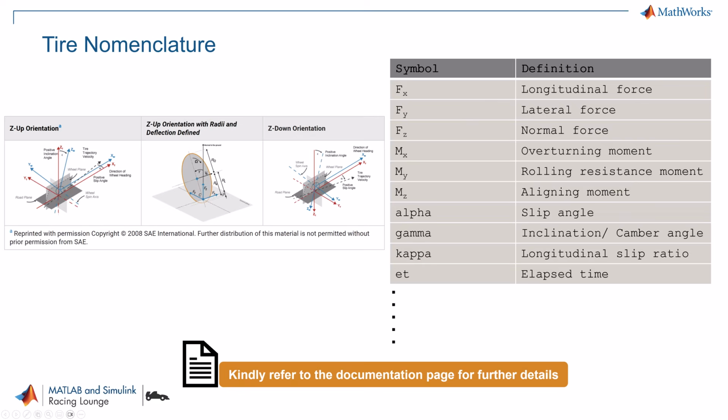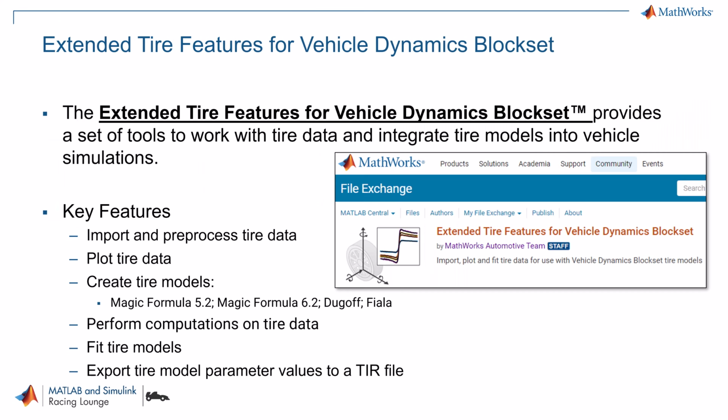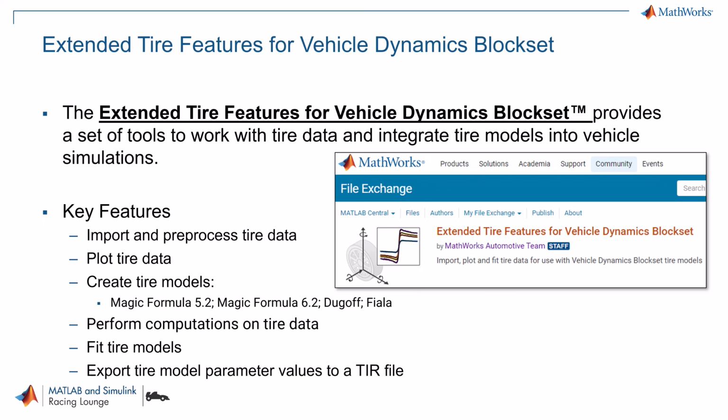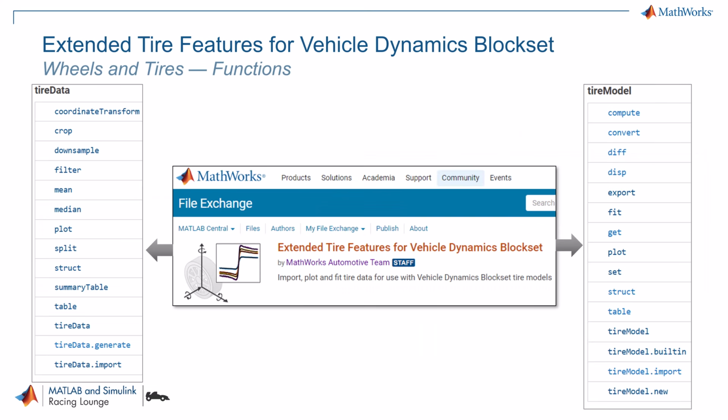The extended tire features for Vehicle Dynamics Blockset provide a set of tools to work with tire data and integrate tire models into vehicle simulations. With these features, you can import and pre-process data, visualize it, create tire models, perform computations, fit tire data, and export tire models to relevant formats such as TIR files. The toolbox includes multiple functions that we'll be using throughout the demos.